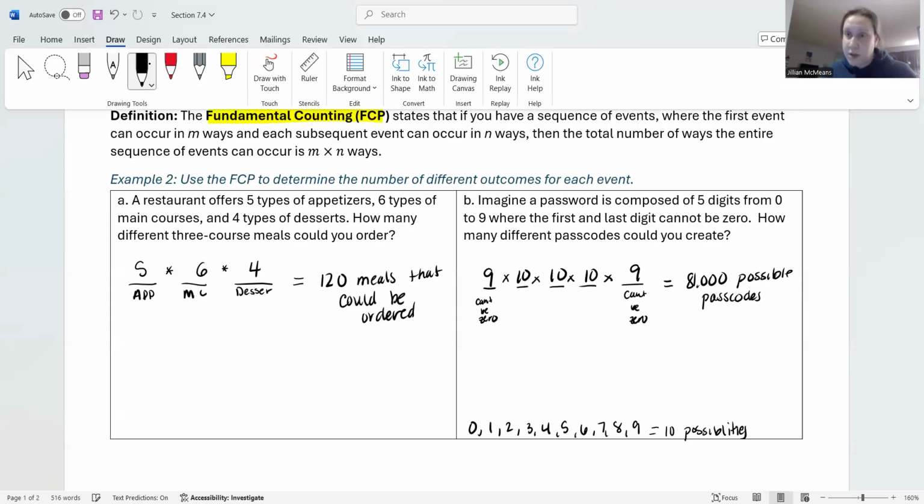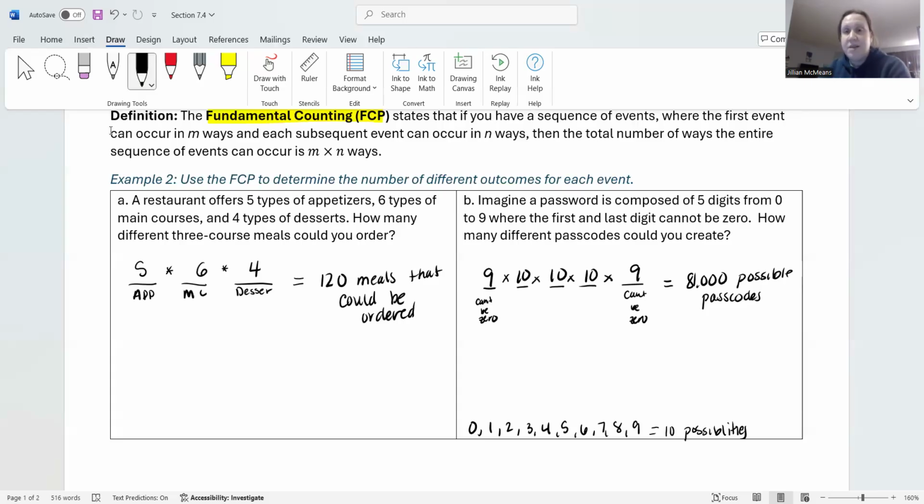So again, would you want to do the fundamental counting principle or would you want to do a tree diagram? I cannot fathom a tree diagram with 81,000 branches on it. Okay, so this is why we have the fundamental counting principle. This would be, I'm not going to say impossible, but this would be nearly impossible to do by hand. Okay, and it would take 67 eternities to do it.